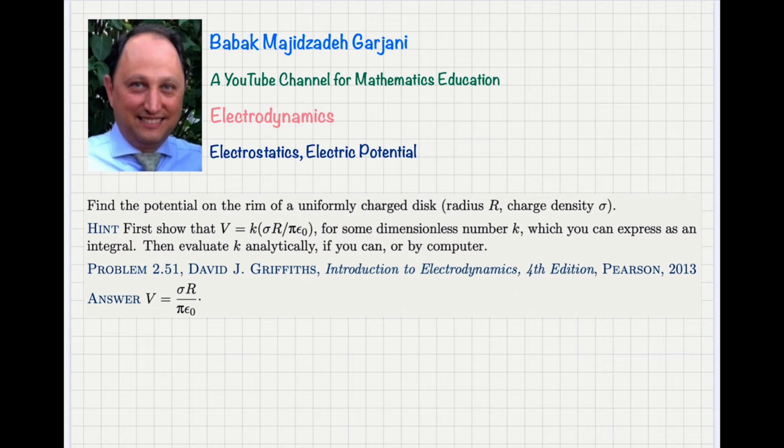Hi, this is Bobak. In this video I'm going to solve the following problem for you. Let me read the problem for you first. Find the potential on the rim of a uniformly charged disk, radius r, charge density sigma.